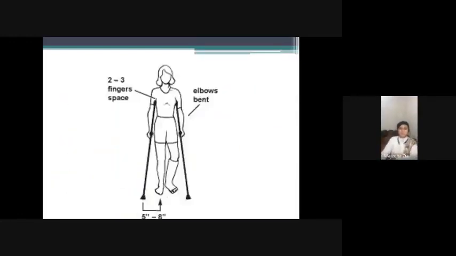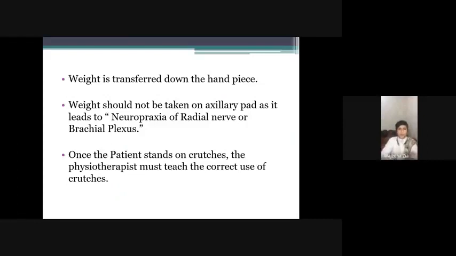One rule you must remember: always keep the axillary pad 5 centimeters below the axilla, because if a patient puts weight on the axilla through the axillary pad, it will lead to neuropraxia of the radial nerve or the brachial plexus. It will add pressure on these nerves. So always advise the patient not to put weight on the axilla through the axillary pad.